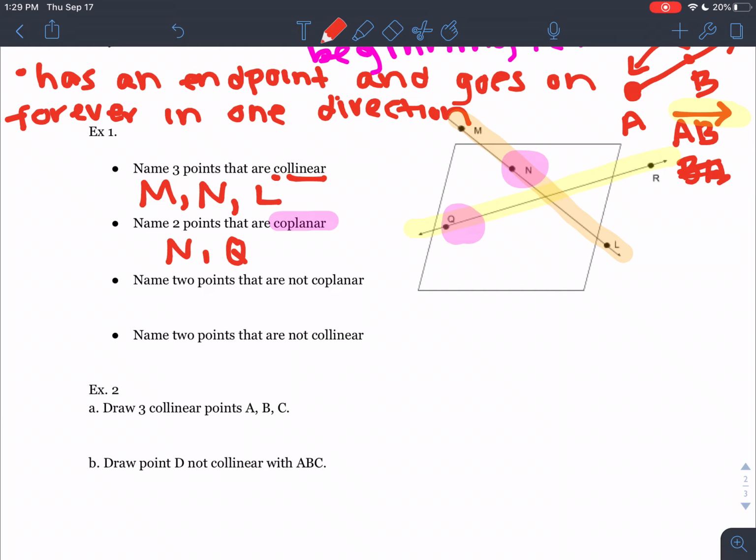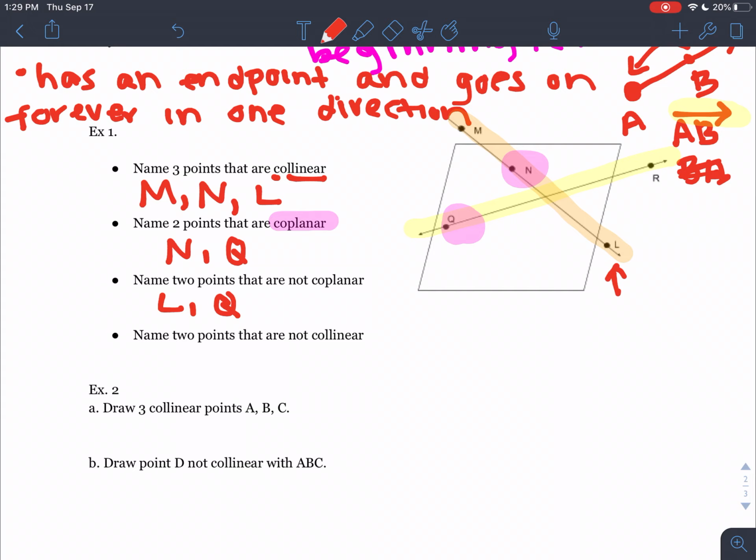Name 2 points that are not coplanar. Well, I see that L isn't on this plane, so I could say L and Q, but you could have noticed a different combination. You could have seen N and M, or Q and R. There's lots of different answers.